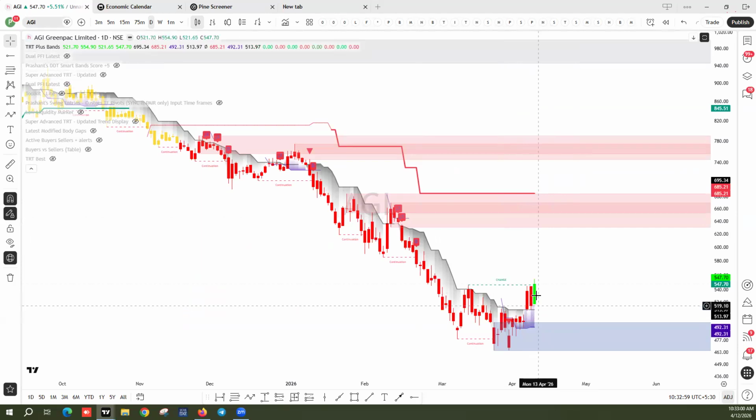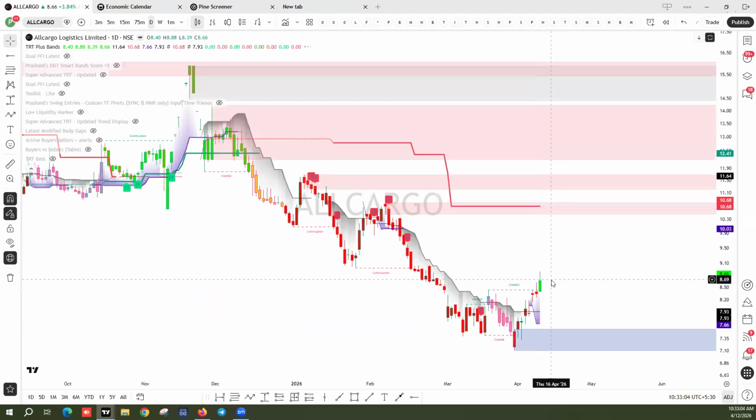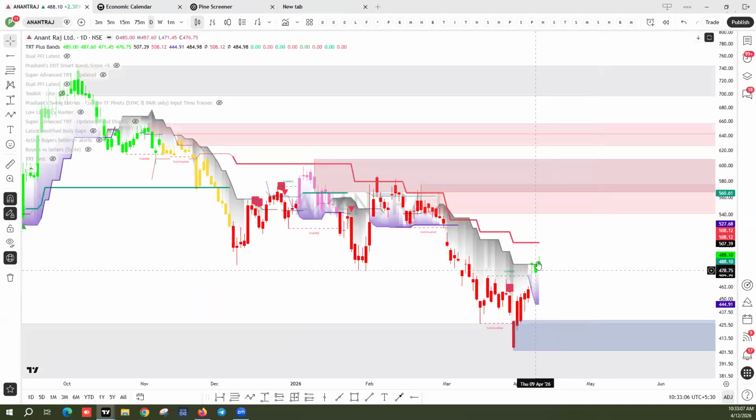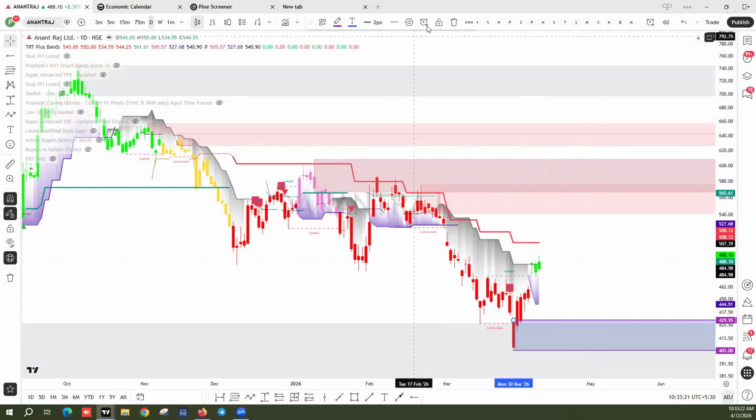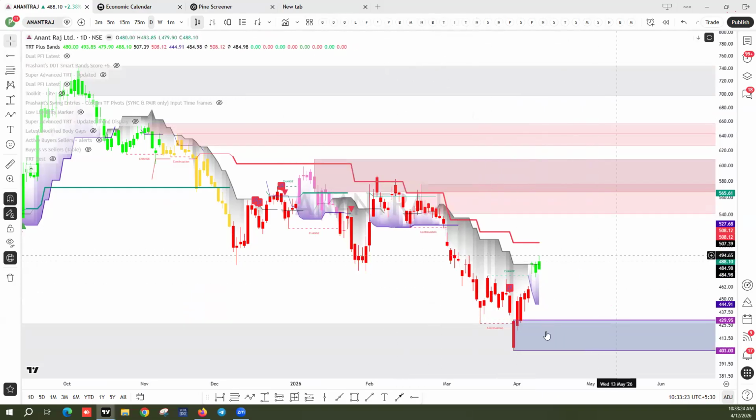AGI Green Pack has turned green. We have discussed this. This stock has turned green three days ago. It is below the bearish bias band. So what I expect is price can come down below this or to the buying area. Any of these two locations is where I can place alerts and check the price action at that time.